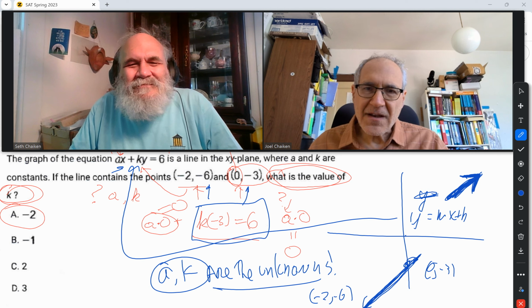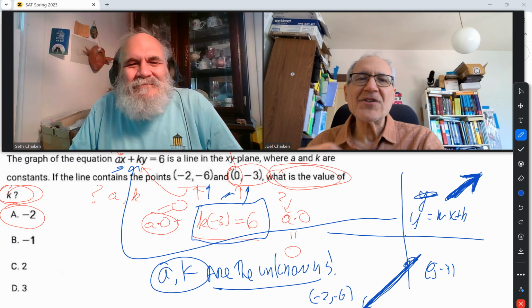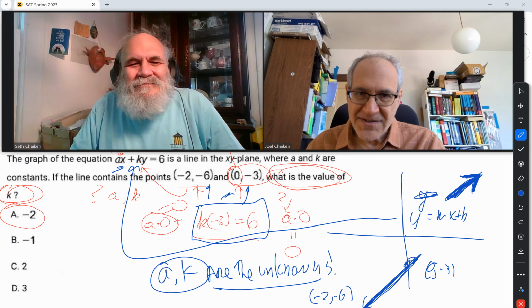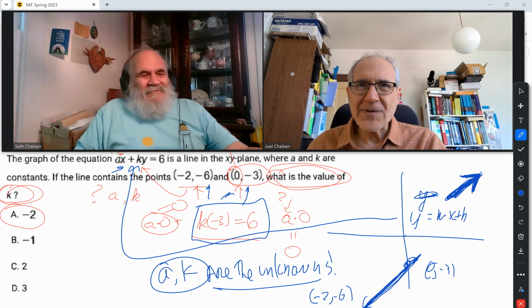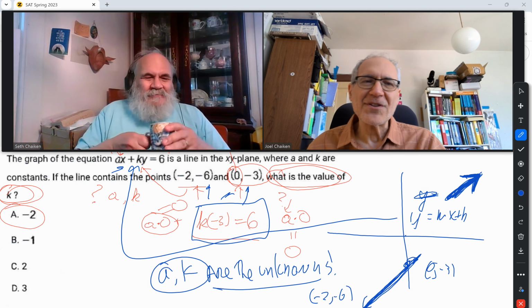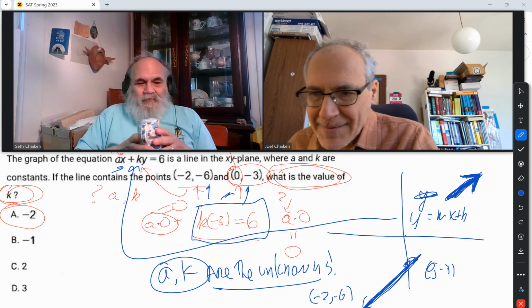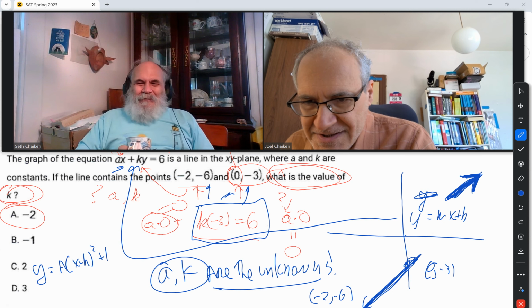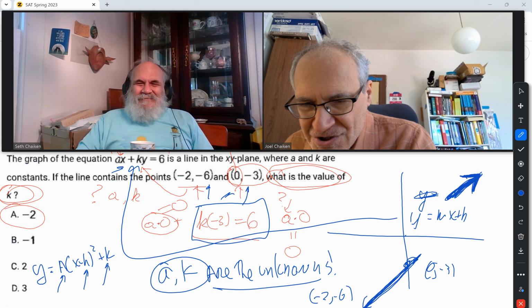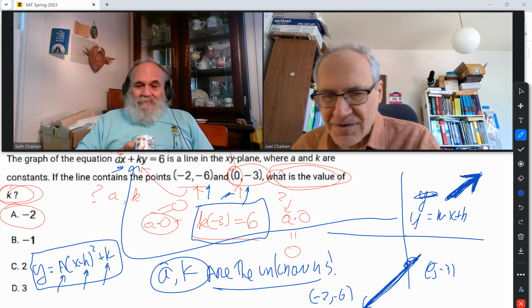This is also a very useful method if they give you 3 points and you want to know the equation of the circle. You put the 3 points into the circle equation. Same thing you do for parabolas. In the parabola, y is equal to a(x minus h) squared plus k. There are three unknowns, a, k, and h. You need 3 points, and that locks in 3 equations, 3 unknowns.